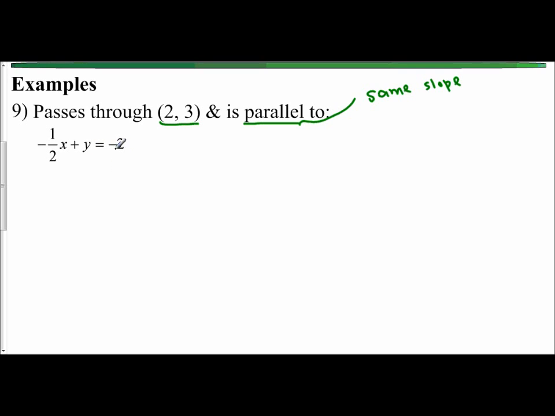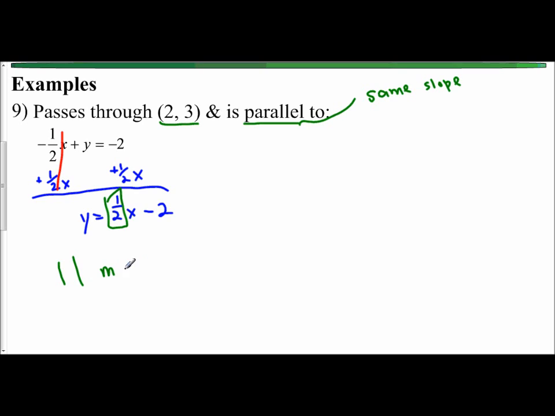Well, in this form, I can't see my slope. So I have to solve this equation into slope-intercept form. So I'm going to add 1/2 x to both sides. Cancels out the negative 1/2 x here. And you get y equals 1/2 x, and it's a minus 2. So that means I have the same slope as what's in this equation for a parallel line. And so in this equation, my slope is 1/2. So my parallel slope that I'm looking for is 1/2.